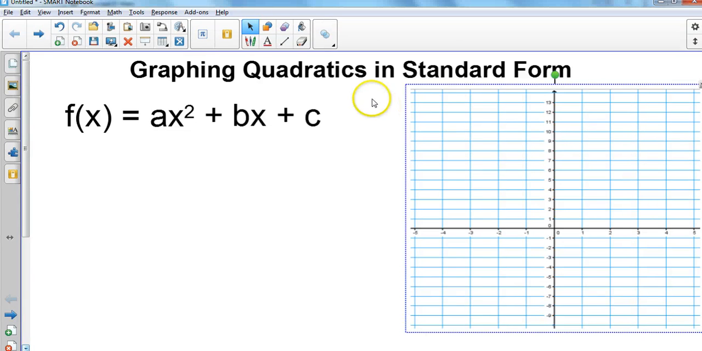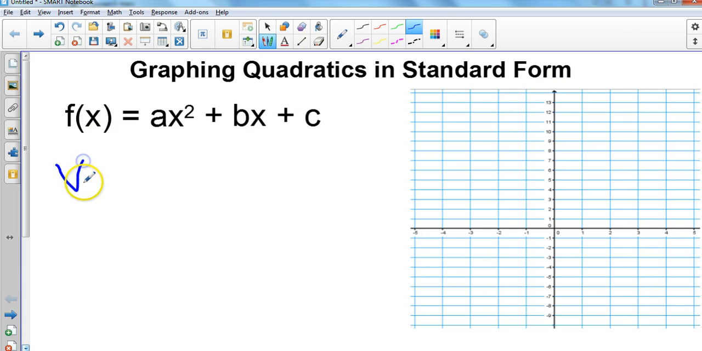Hey guys, this video is going to show you how we graph quadratics in standard form. So here's a general quadratic in standard form. Remember the math that we've been talking about to find the vertex, which is that key point in quadratics. The vertex is going to equal, remember, the coordinates for it.